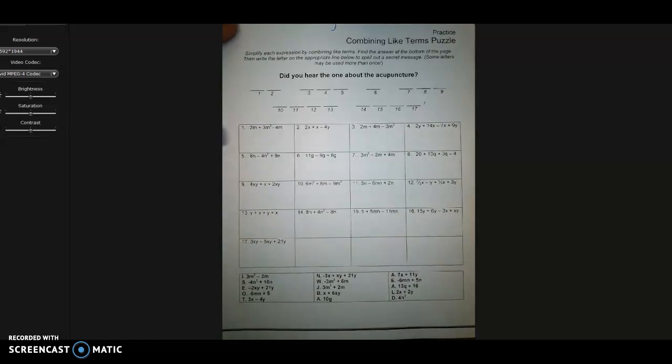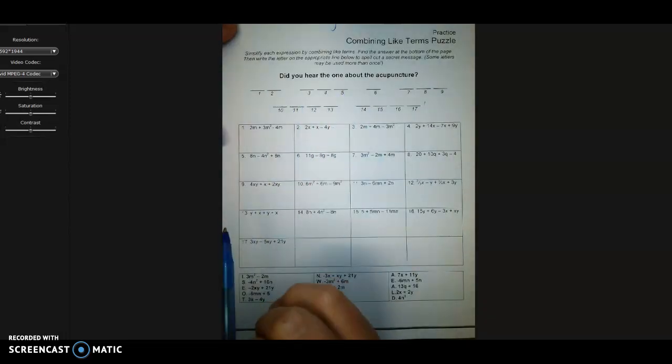Hello. For my friends who are struggling a little bit with combining like terms, I'm going to work through this practice with you, and it has a little puzzle at the end, a little joke, just to keep you going. Did you hear the one about the acupuncture? So let's see if we can find out the answer to that riddle, and see what the punchline is.